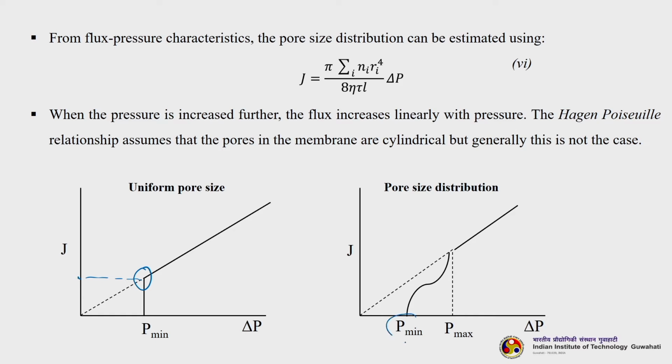Here this is the p minimum and this is the maximum pressure that we are getting. If you have a pore size distribution, it can be anything, something like this. Usually for uniform pores there should not be a distribution, so usually it is for our zeolite type of membranes.